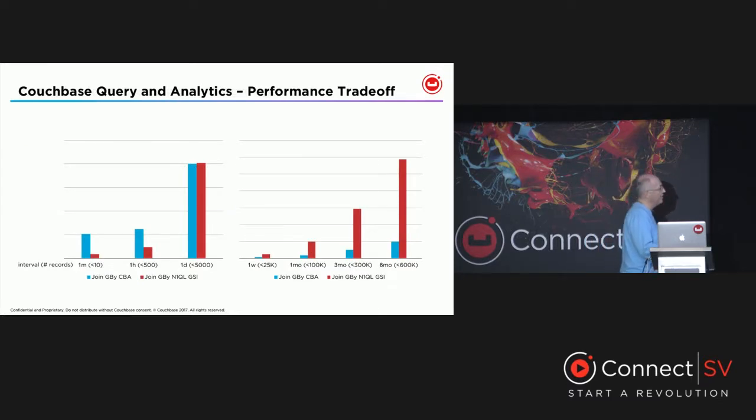What you see here is the blue one is analytics, and the red one is the query service with GSI. This is the scale. This is where the interval is 1 minute long, which is less than 10 objects. There's 1 hour, less than 500 objects. 1 day, less than 5,000 objects, and so on, up to 6 months, where it's a little bit less than 600,000 objects in this window defined by these 2 timestamps.